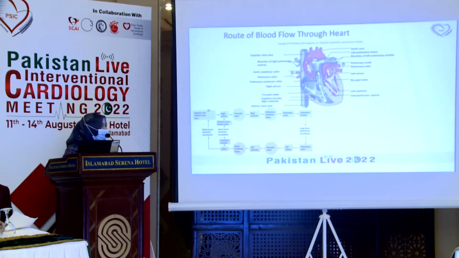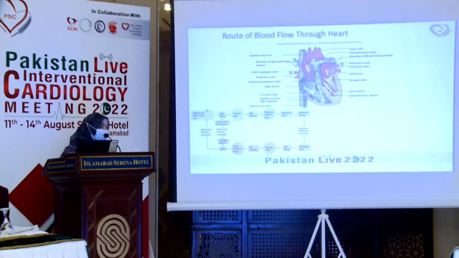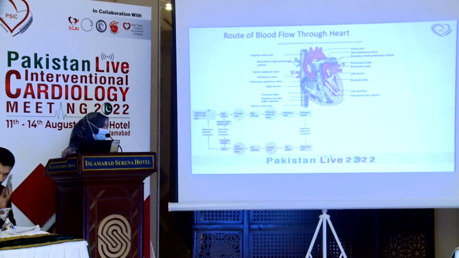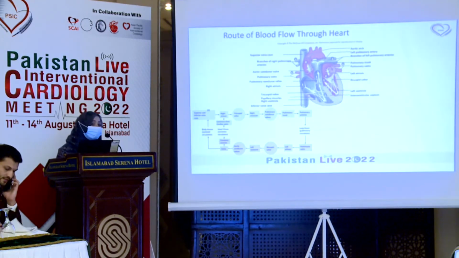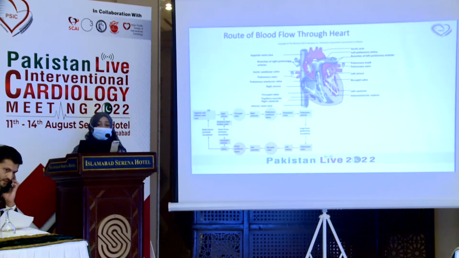With the help of the pulmonary arteries, deoxygenated blood comes into the lung tissues, where it is converted into oxygenated blood, and with the help of the pulmonary veins, it comes into the left atrium, where it crosses the bicuspid valve and comes into the left ventricle, where it crosses the aortic semilunar valve and comes into the aorta. With the help of the aorta, oxygenated blood is supplied to the whole body.